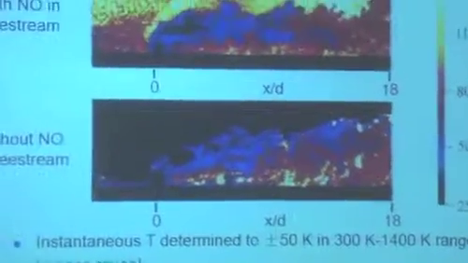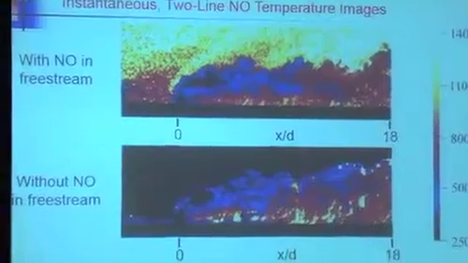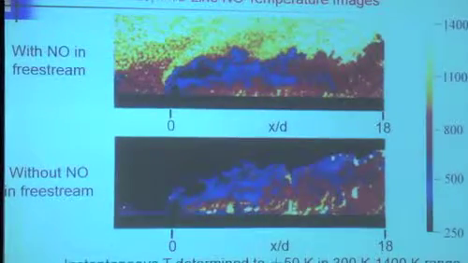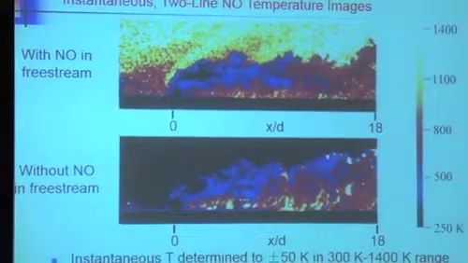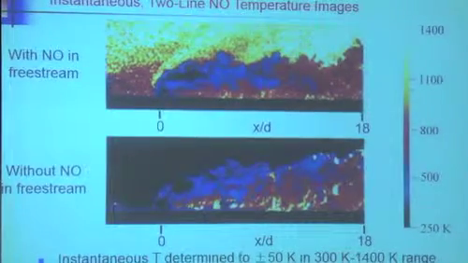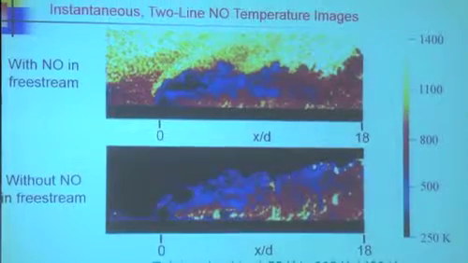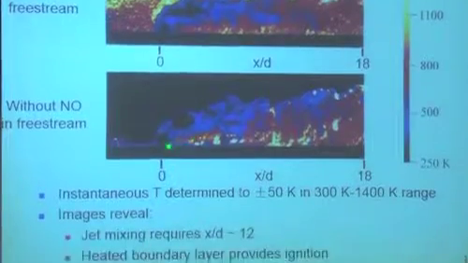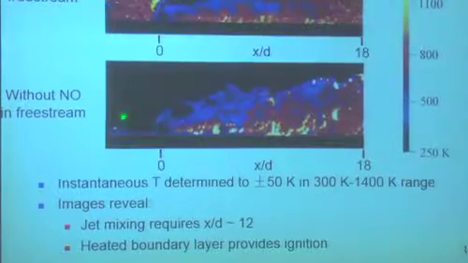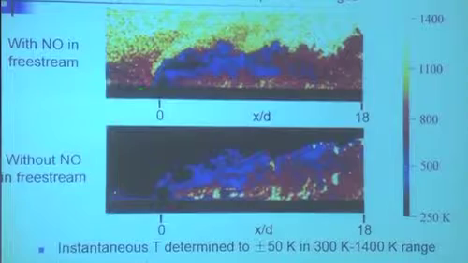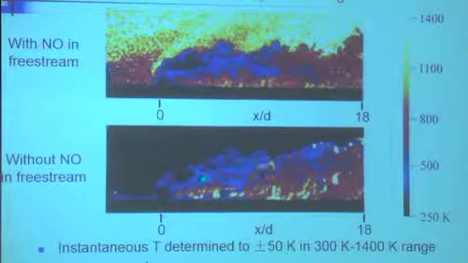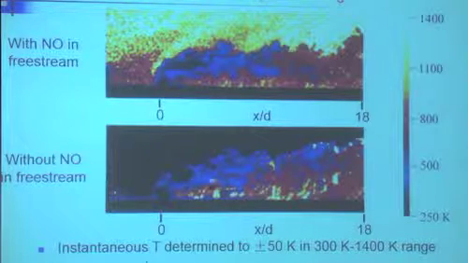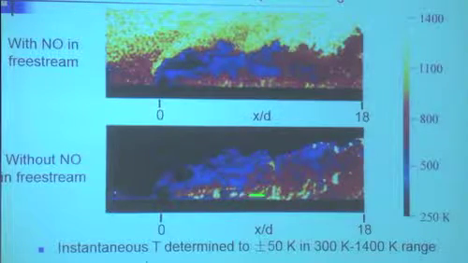And here are his pictures. He did experiments in which he put NO in the fuel. So it flows from left to right. And these are plots of the single-shot temperature. So blue is cold, yellow is hot. Flows from left to right. You can see, here's the jet. You can see this recirculation zone downstream of the step that's right there. And you can see that this is the temperature of the fuel. And you see that it's hottest down here when it goes near the wall.